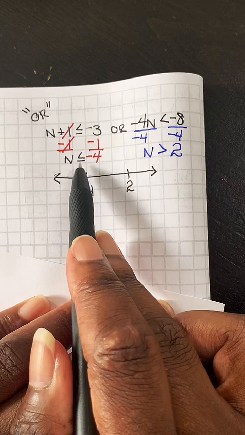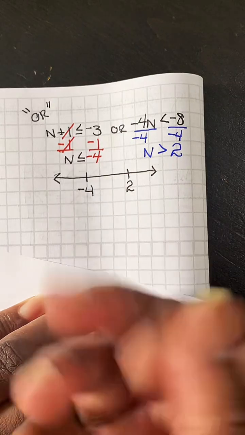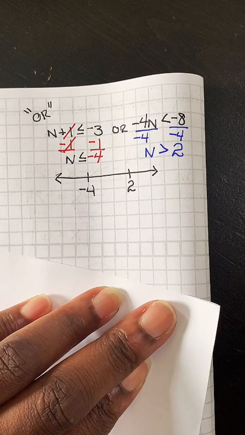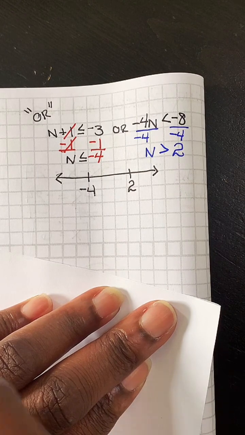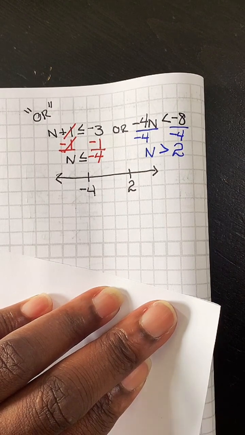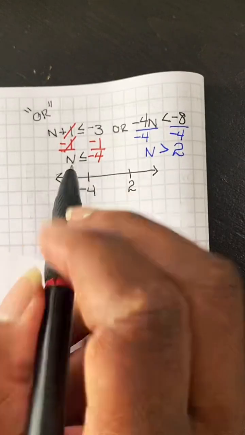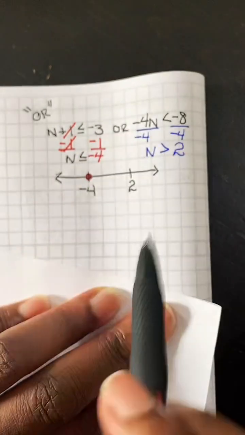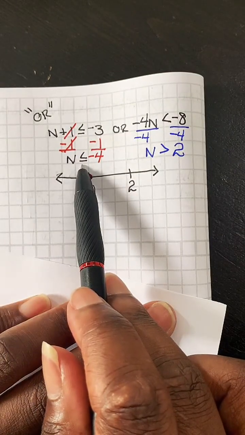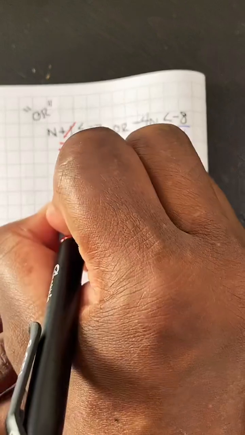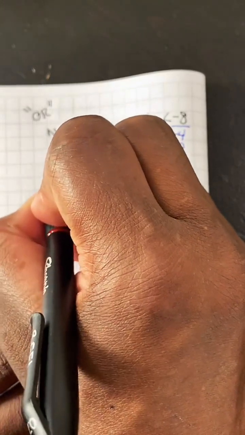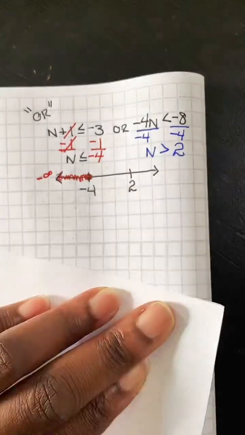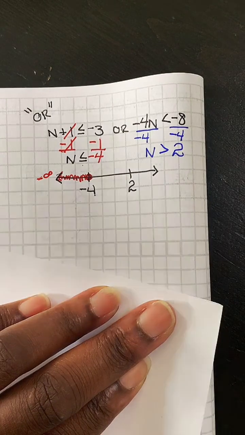If there is a line underneath, okay, that means you're including. I forgot who said that. I want to say Houston. Houston said that. We're including -4. So anytime there's a line underneath it, it is going to be closed. All right. And since n is less than or equal to -4, that means I am shading to the left all the way to -infinity.